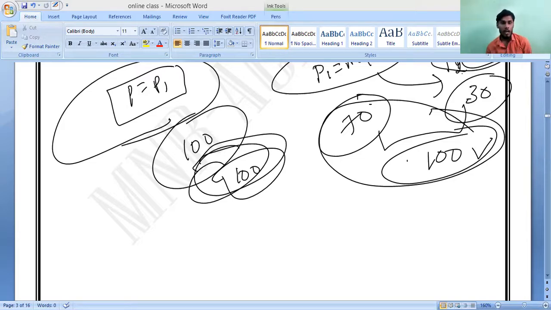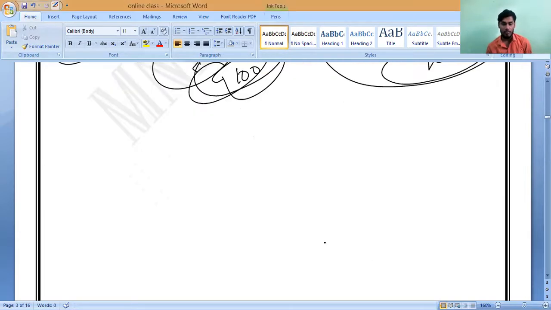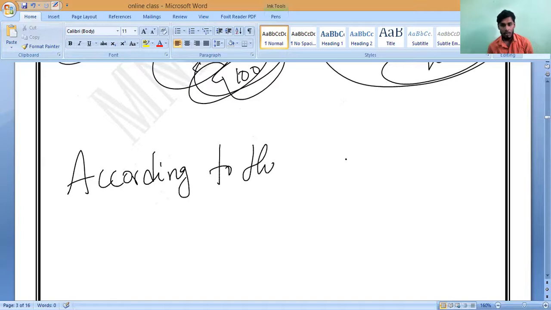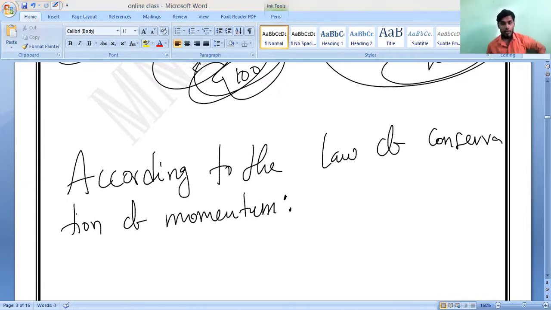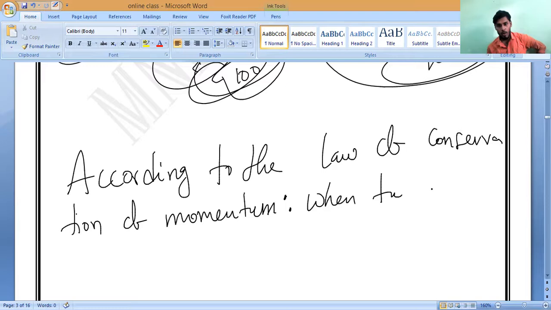So please also write, according to the law of conservation of momentum. I will explain the derivation very nicely, don't worry. Conservation of momentum: when two bodies act upon one another.